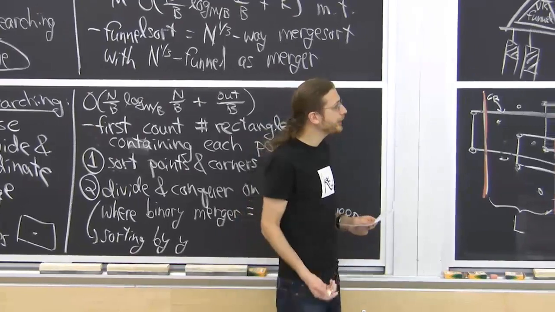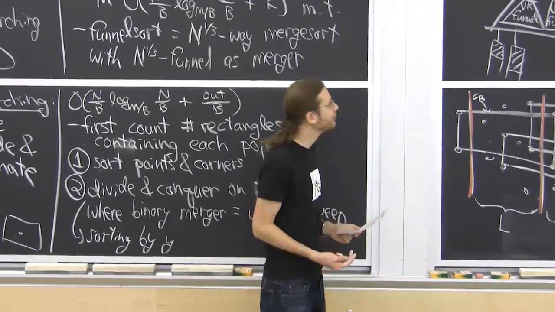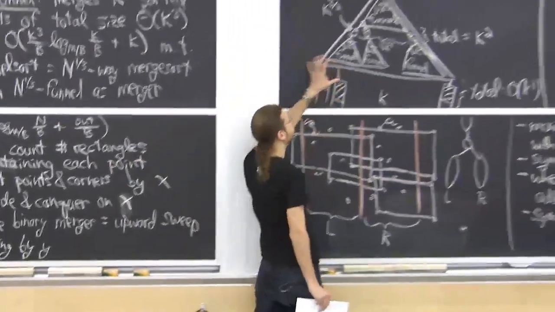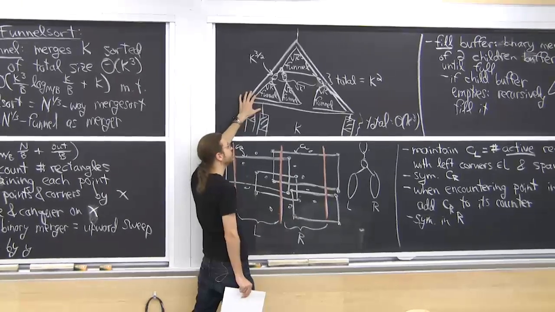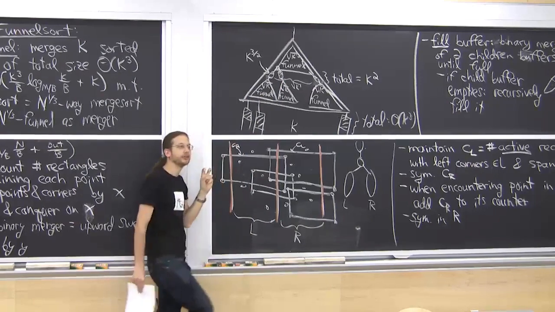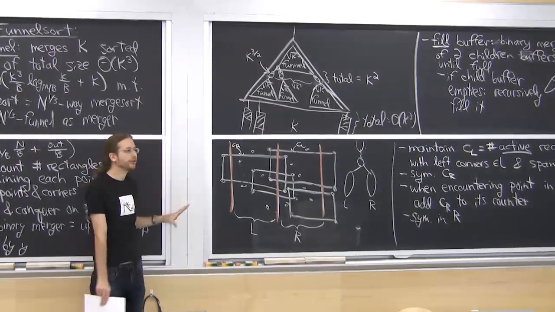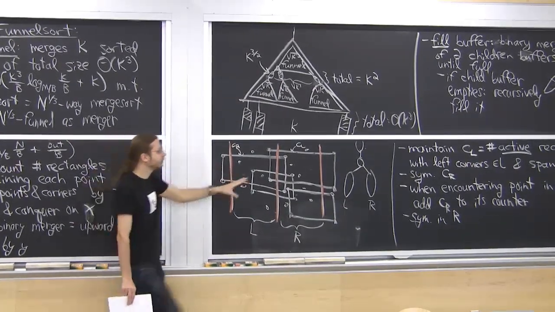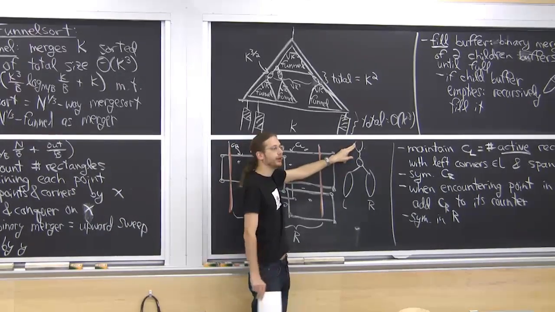And so then there's a natural strategy, which is you build a new funnel structure where these buffers have the right size. You've pre-computed what all the sizes need to be. At every merge, you know how many things are going to get spit out here.